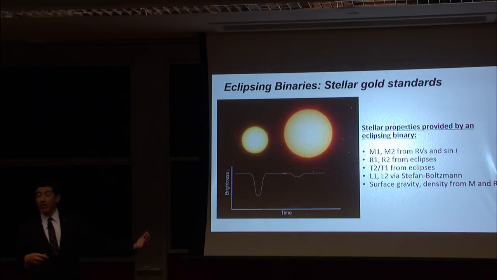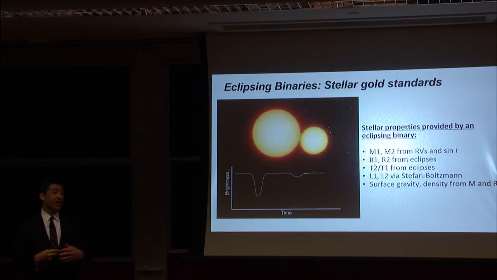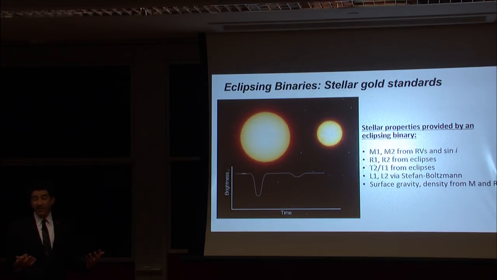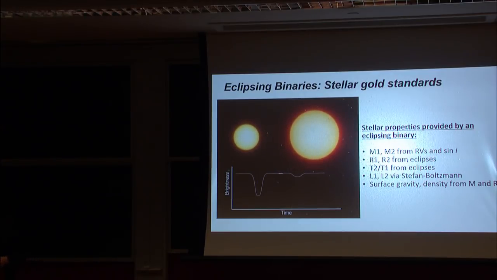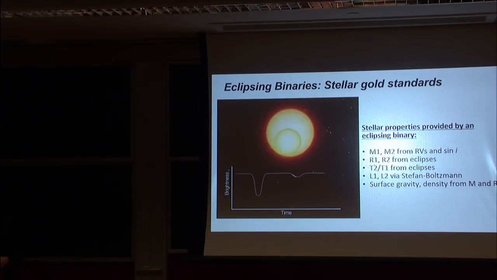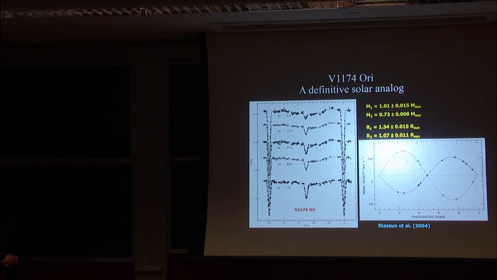We don't need to invoke a distance. The underlying physics is quite simple and well understood. There are few theoretical assumptions. And so these are very direct empirical sort of laboratories. So here is one example eclipsing binary system that I worked on some years ago. This remains one of the eclipsing binaries for which the physical properties, in particular the masses and the radii of the two stars, have been determined most accurately.